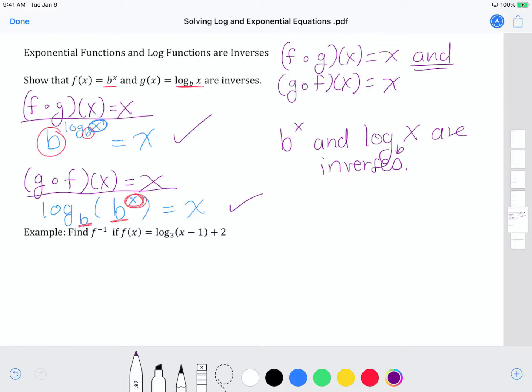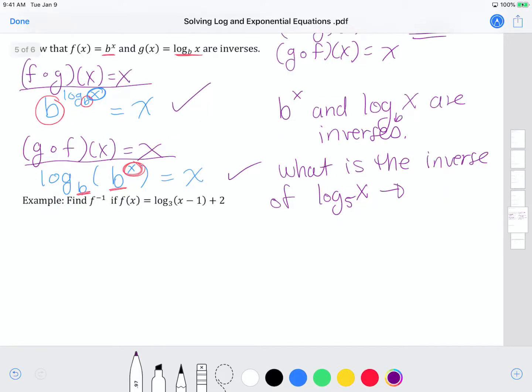So if I asked you what is the inverse of log base 5, you could tell me without even thinking about it, the inverse is 5 to the x. These are inverses.